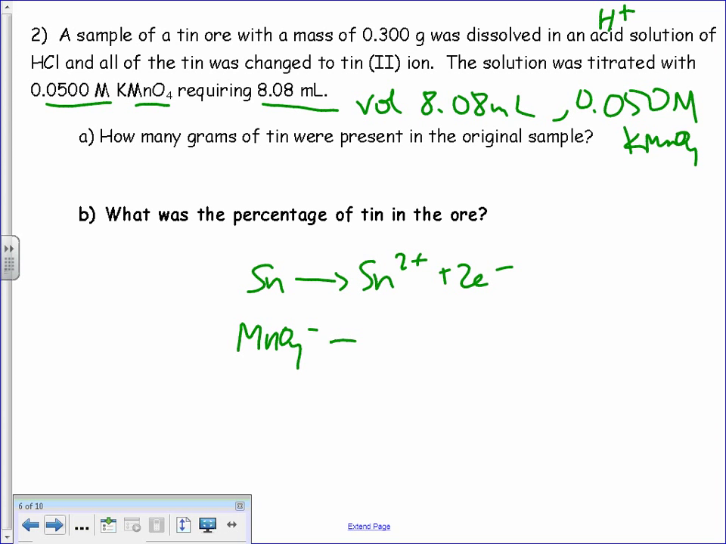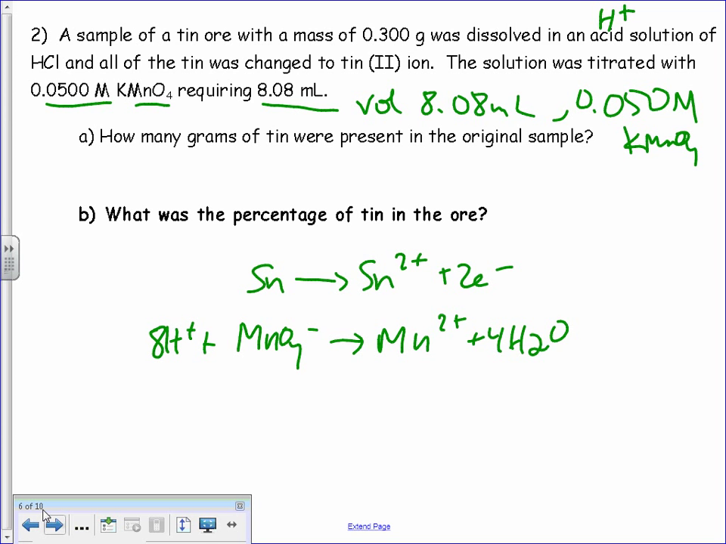Immediately you're like, okay, permanganate is a really good oxidizing agent. It immediately goes to Mn2+ in the presence of acid. Balance that quickly with me. You know how to do this. 4 waters and 8 H pluses. I've done this a million times now.